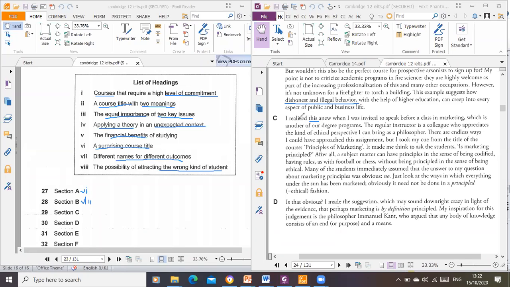Now, but that is not the point C is making. C is saying, I realized this anew, that higher education can even lead to illegal behavior and all that. So bearing that in mind, the regular instructor I can bring as a philosopher: there are endless ways I could have approached this assignment, but I took my cue from the title of the course, Principle of Marketing.